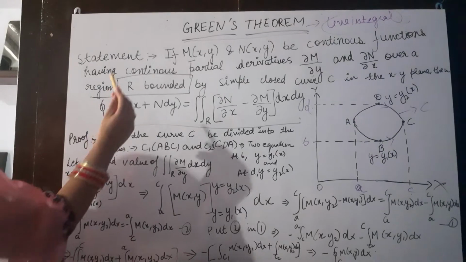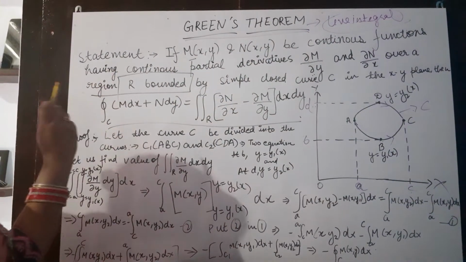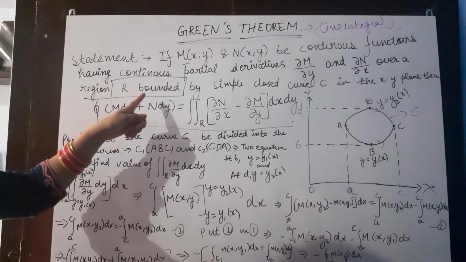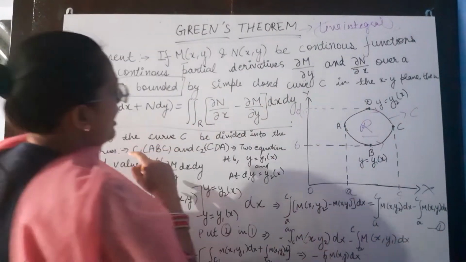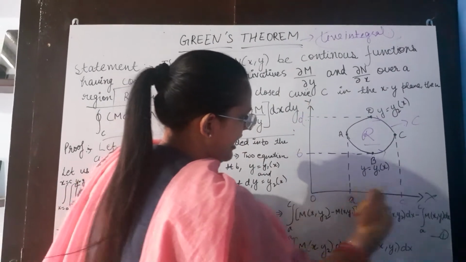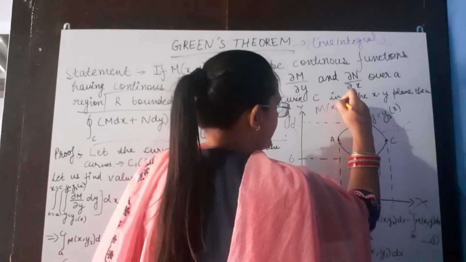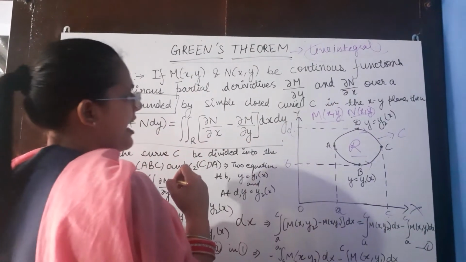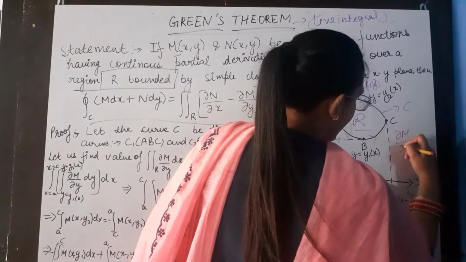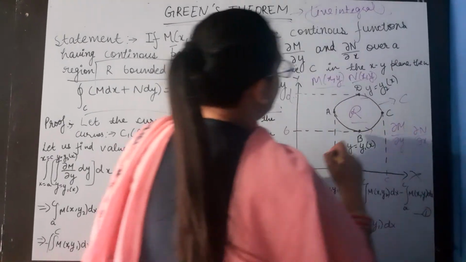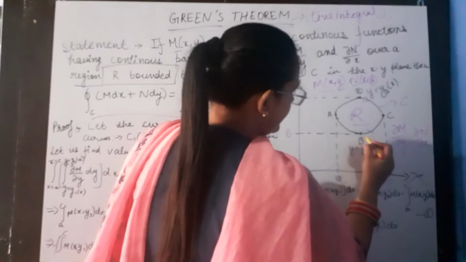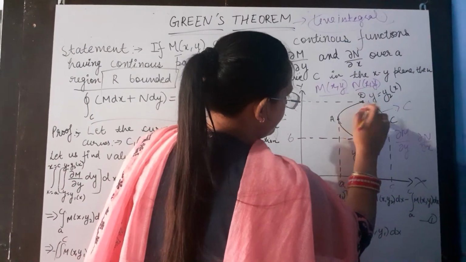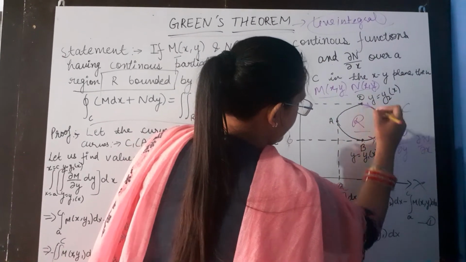What is the statement? If M(x,y) and N(x,y) are continuous functions having continuous partial derivatives ∂M/∂y and ∂N/∂x over a region R in the xy plane, where R is closed by a curve C, the closed curve A, B, C, D.